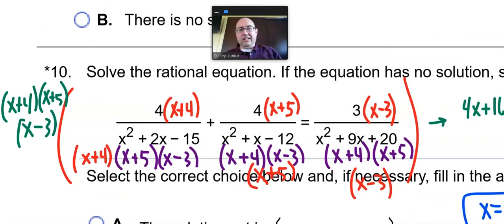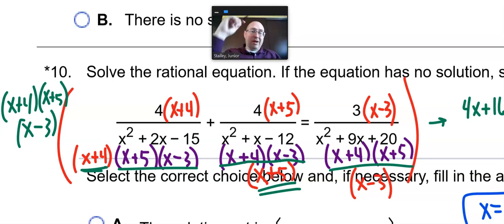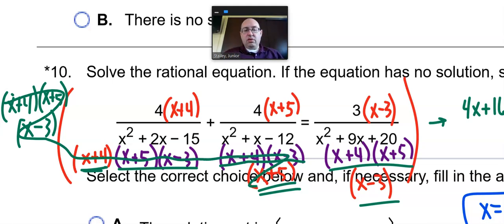So, lots of factoring here. The first one factored into x plus 3, x plus 5, x minus 3. The next one was x plus 4, x minus 3. The last one, x plus 4, x plus 5. Now, I started noticing what they were missing. The first one was missing the x plus 4. The second one was missing the x plus 5. So remember, you got to multiply top and bottom by that. The last one was missing an x minus 3. Then, of course, you're going to multiply by all that stuff, so all of this is going to cancel with all those denominators gone.